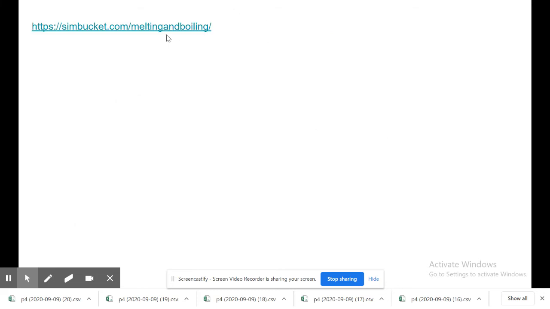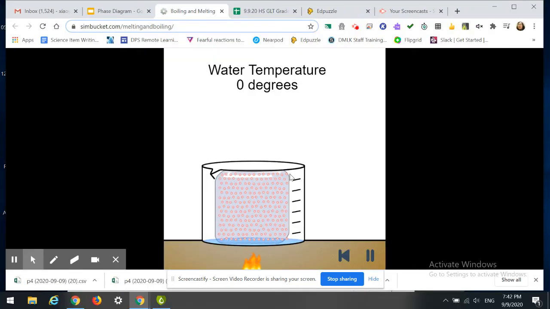Since we cannot do any lab, I'm going to use this simulation to show you. Let me stop here. Let's have a look. Here's a container, and in here, this piece represents a piece of ice. At this time, the temperature is 0 degrees Celsius.